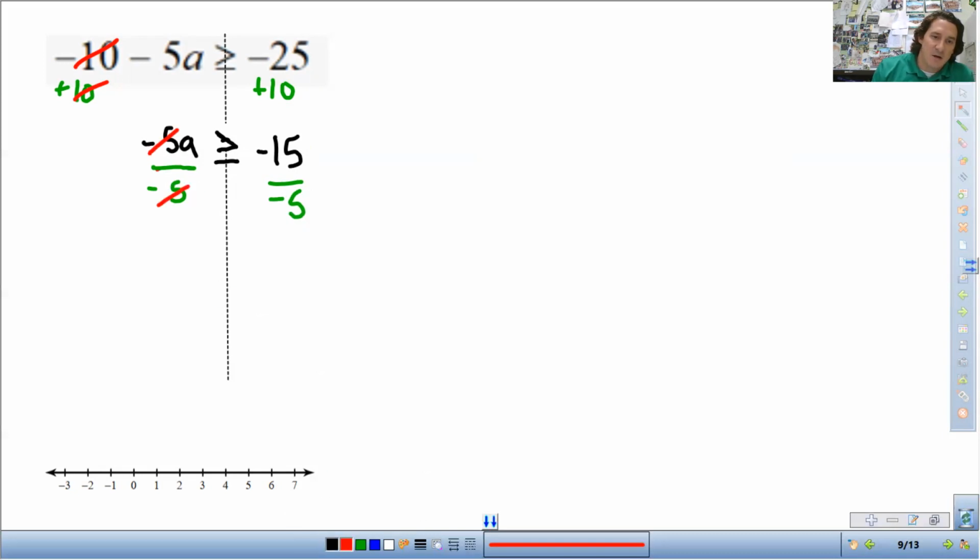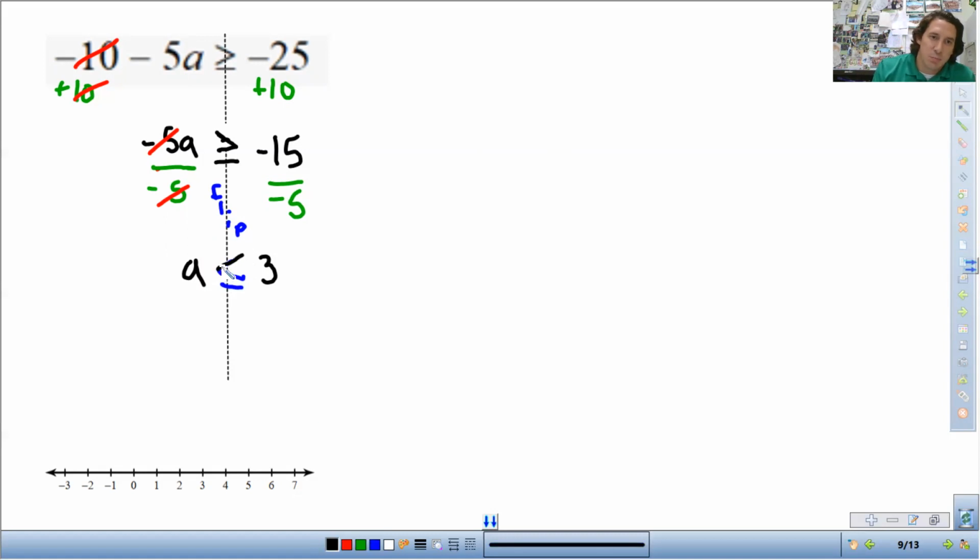The -5s cancel out here, leaving just a. Then -15 divided by -5 is +3. Since I divided both sides by a negative, I need to flip the inequality. We go this way, flip it to open up the other way. So this can be a is less than or equal to 3.